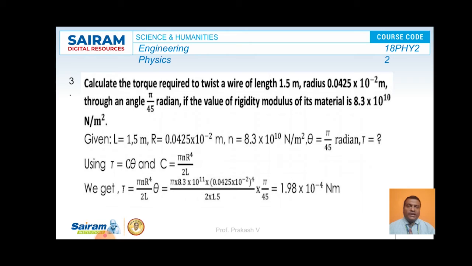Then we can write T is equal to pi n R to the power 4 by 2L into theta. Therefore, the torque produced T is calculated as, so substitute the value of N and R and L here. Then on simplification, we have to apply theta also as a value, that is pi by 45 radians. Then on simplification we will get torque T is equal to 1.98 into 10 to the power minus 4 Newton meter. So this is the solution for the given problem.